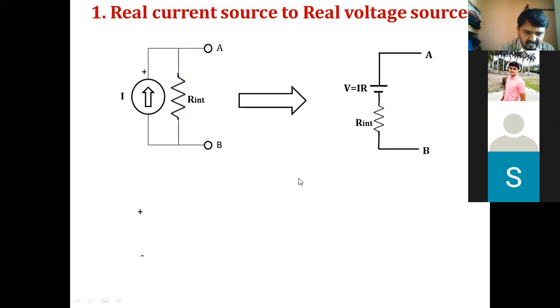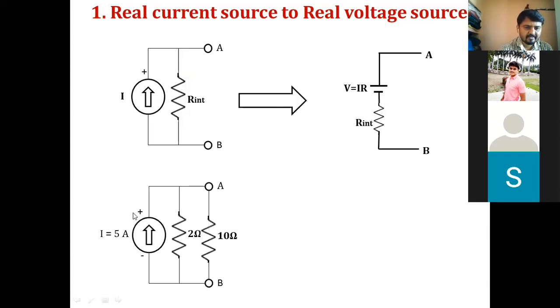If it is still not clear, just a minute, I will take one example here. So this is the example you take down. Here current is 5 ampere. Internal resistance is how much? 2 ohm. This is the load resistance. You don't consider this one now. This 2 ohm, this is I. V equal to IR. I equal to 5, R equal to 2. 5 into 2 is how much?